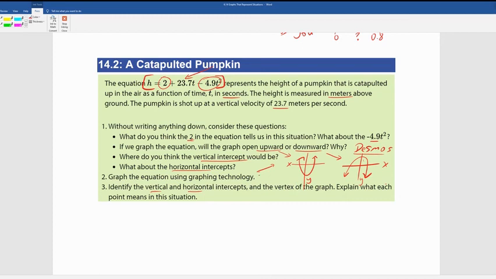The vertical, let me use my highlighter here. We'll use bright green for vertical. Your vertical intercept is right here. Basically, it's either up or down. And your horizontal, let me use the bright pink. Your horizontal is on your horizon, which is on your x-intercepts. And then don't forget the vertex is either the highest or the lowest point on the graph. So just be aware of that.